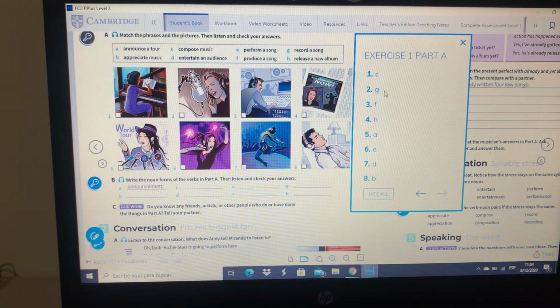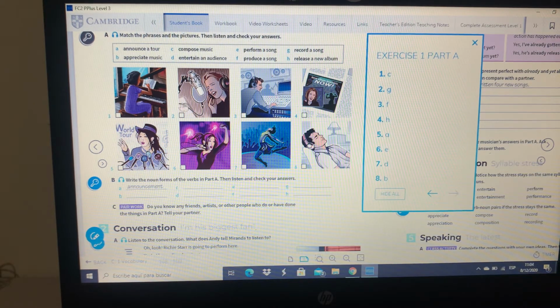So you can check the options. Number 1, that is announce, is going to be the C. Picture number 1 is going to be compose music. As you see, she is writing the song. 2, the option G. Number 2, the option G is over here, record.